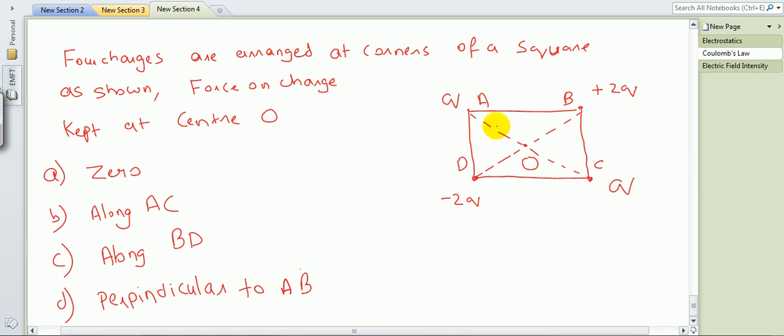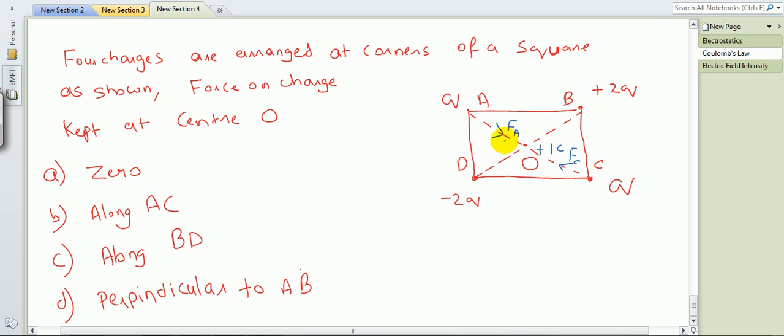If I place a charge of plus 1 coulomb at the center, what will be the force due to the charge at A? It will repel it. Suppose this is my FA. And what will be the force due to the charge at C on this charge? It will also repel it, in the direction of this. So here, I better write it FC.